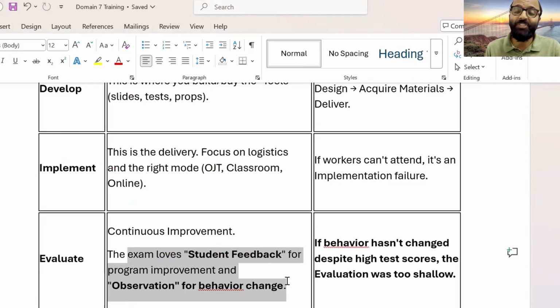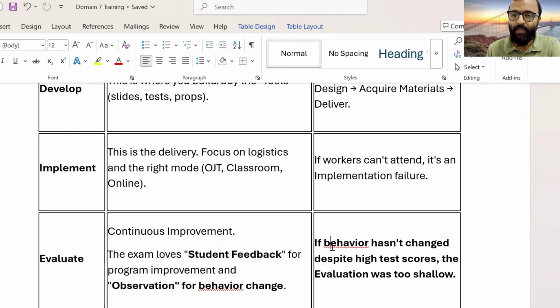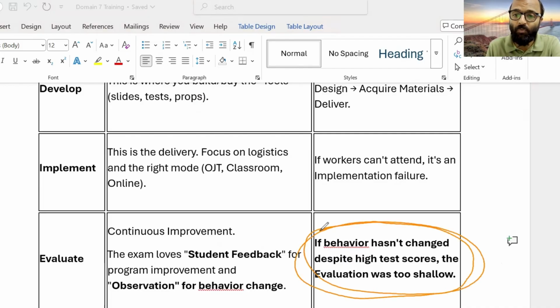Or you are checking whether the behavior, whether they are doing this after getting the training, whether they are implementing it properly or not on the site. If behavior has not changed despite high test score, the evaluation was too shallow. Very, very important. That is why I have given it in bold. If the behavior has not changed despite having a high test score, the evaluation was too shallow.